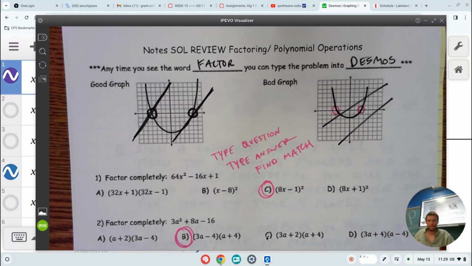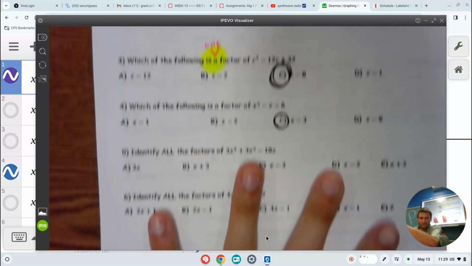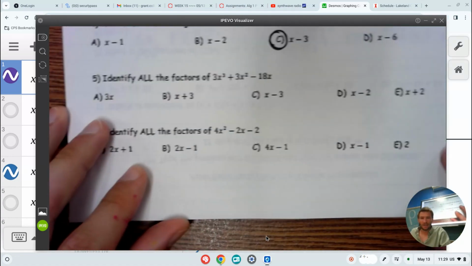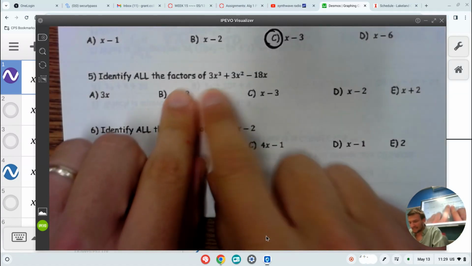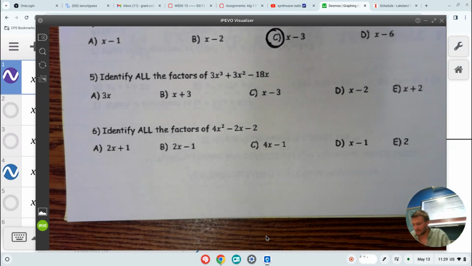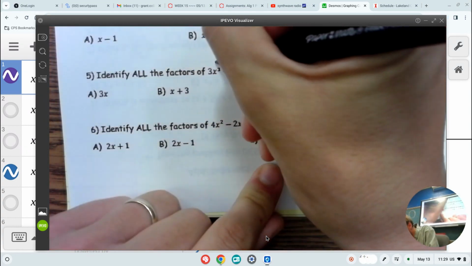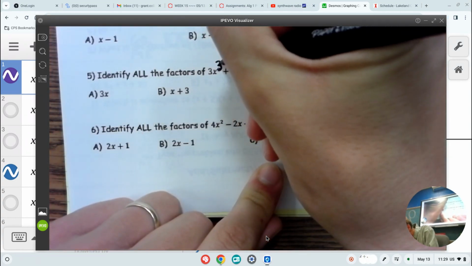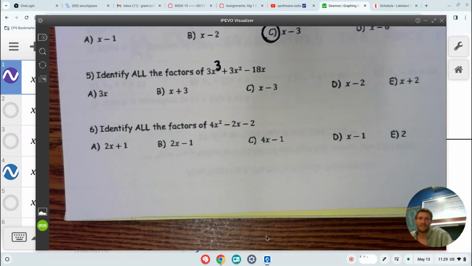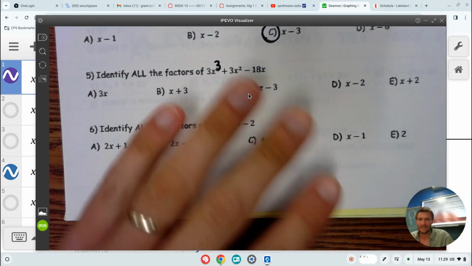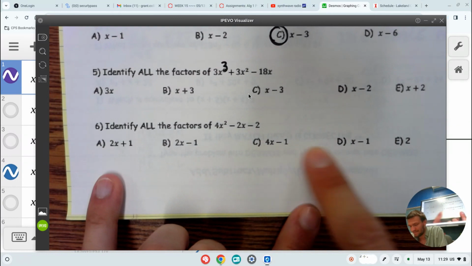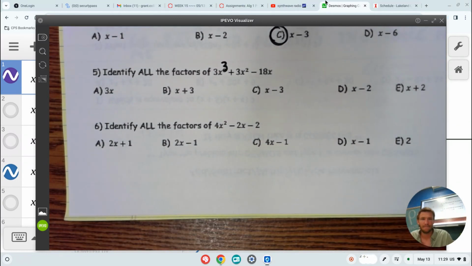All right, number 5. Number 5, I have to apologize for the kind of ugliness of this worksheet. That is supposed to be a cubed, and I know it's really hard to see that. I don't know what happened to this page that it's all pixelated, but that's okay.